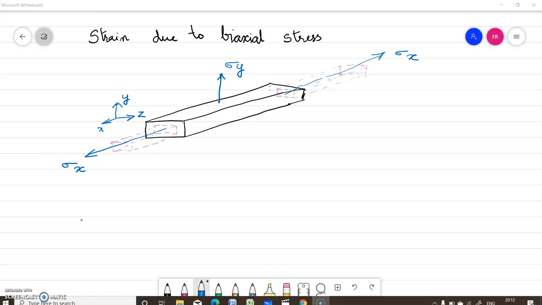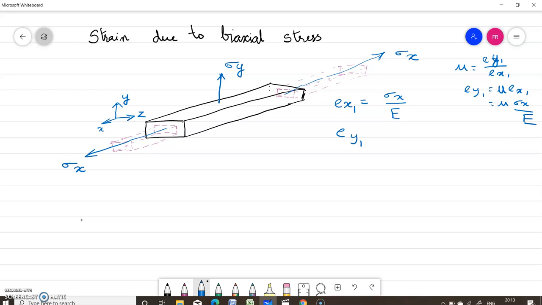Okay, now we'll study about strain due to biaxial stress. So you consider a bar subjected to stresses in the x direction and also in the y direction. So what is the strain in the x direction due to the force sigma x? Let us represent it by the letter Ex1. It is equal to sigma x by capital E. Similarly, Ey1, you have the relationship mu is equal to Ey1 by Ex1. Therefore, Ey1 is equal to minus mu into Ex1, that is minus mu into sigma x by E.